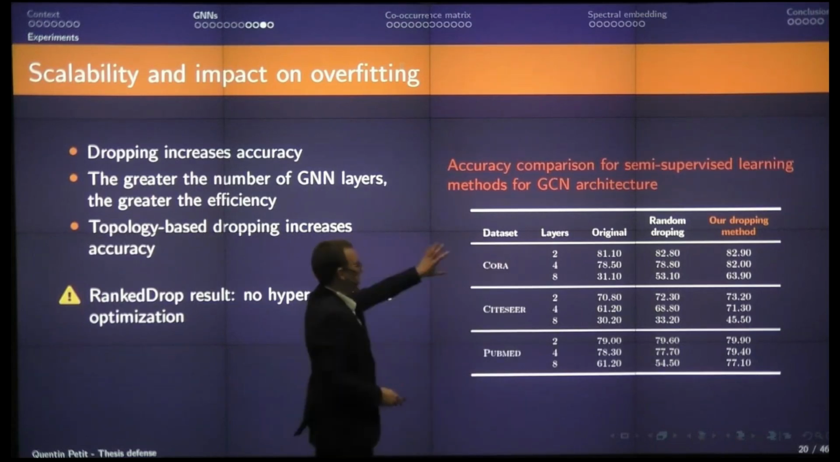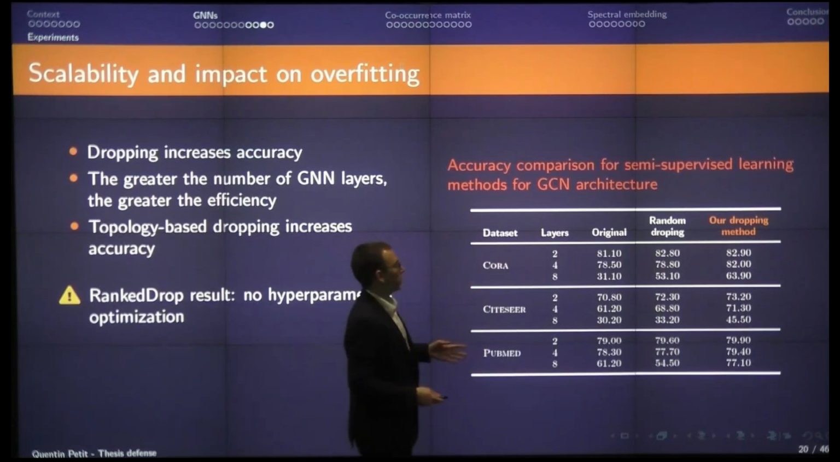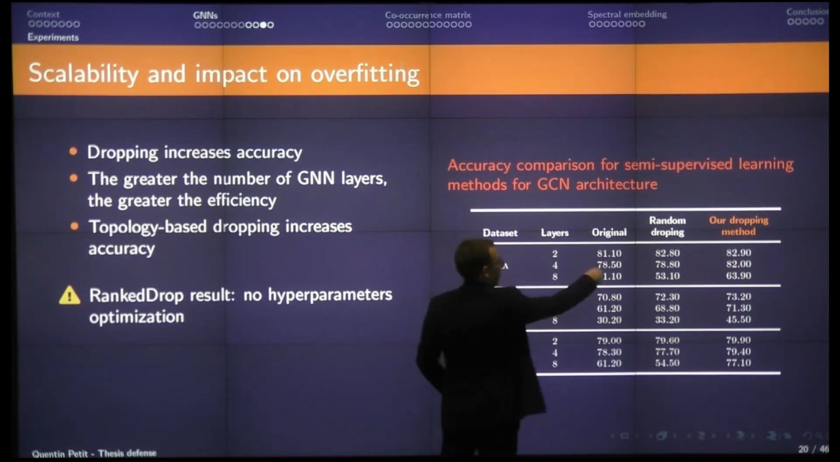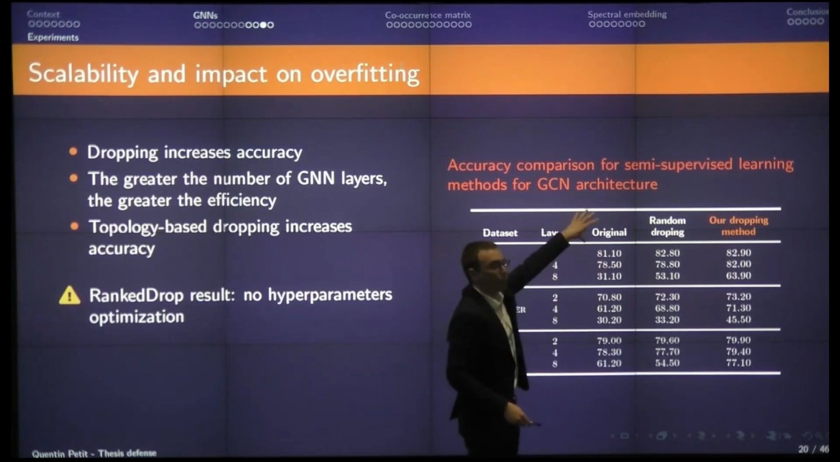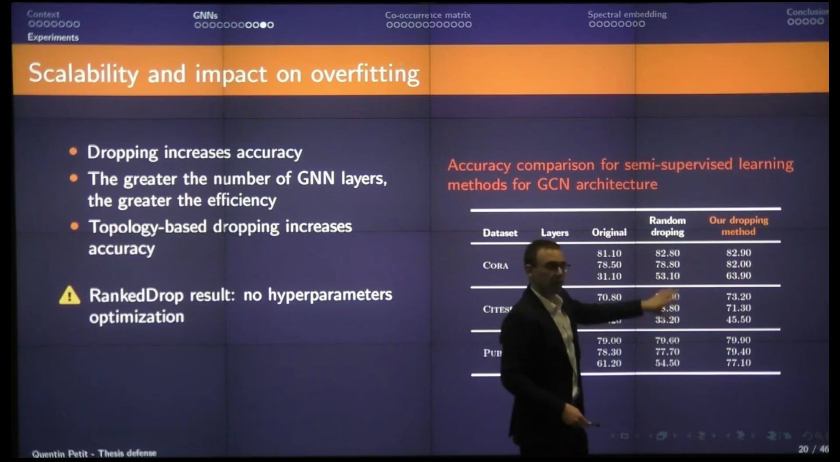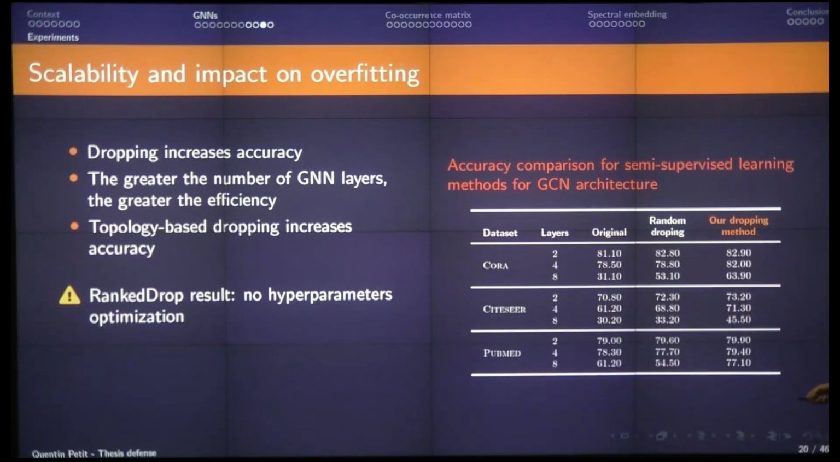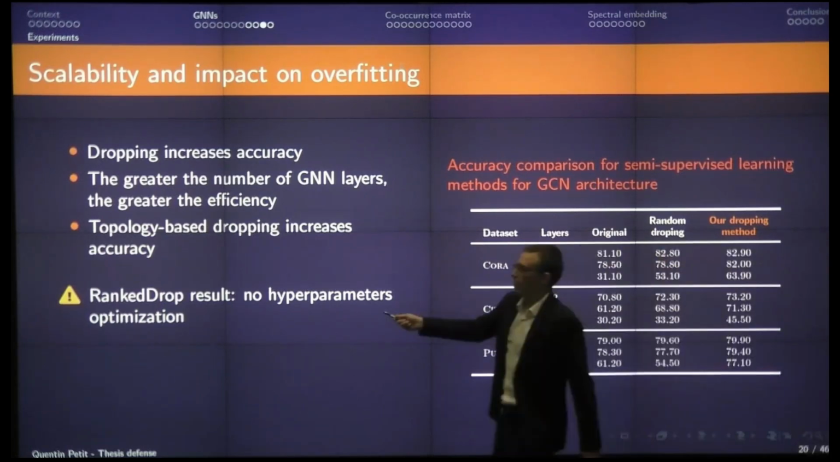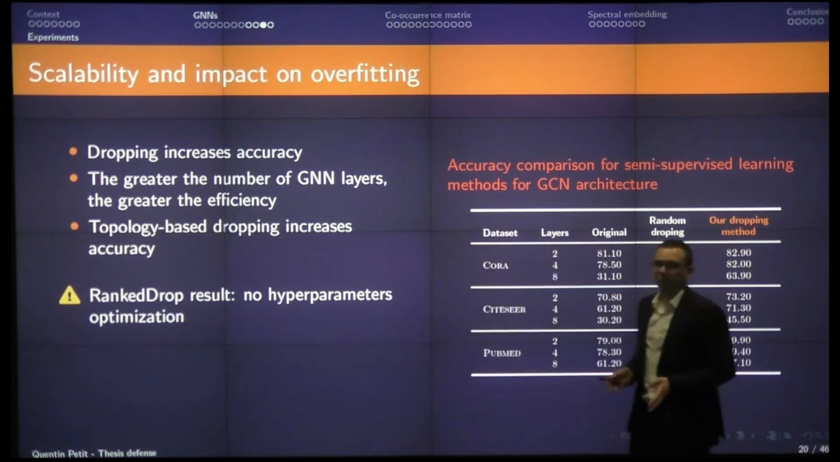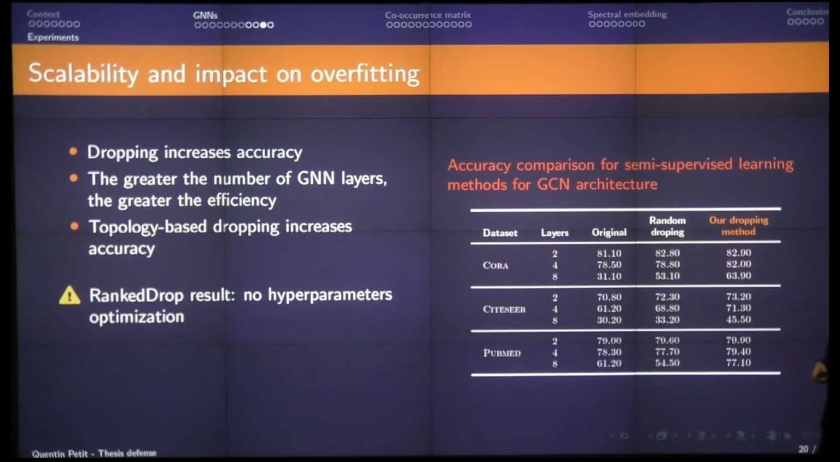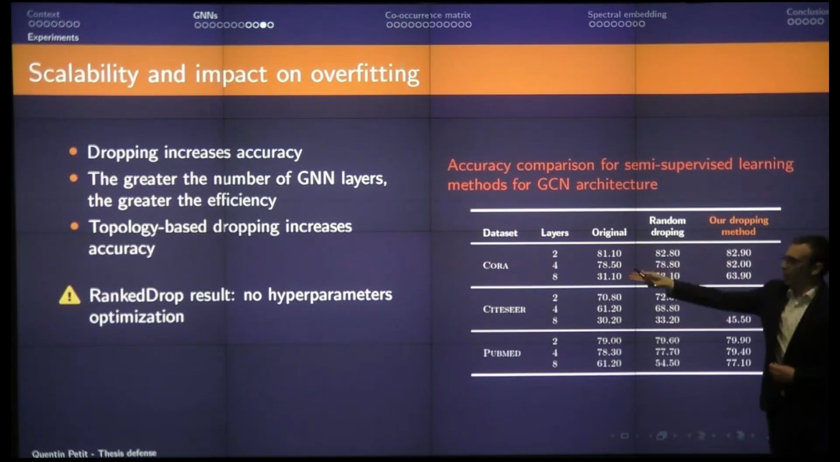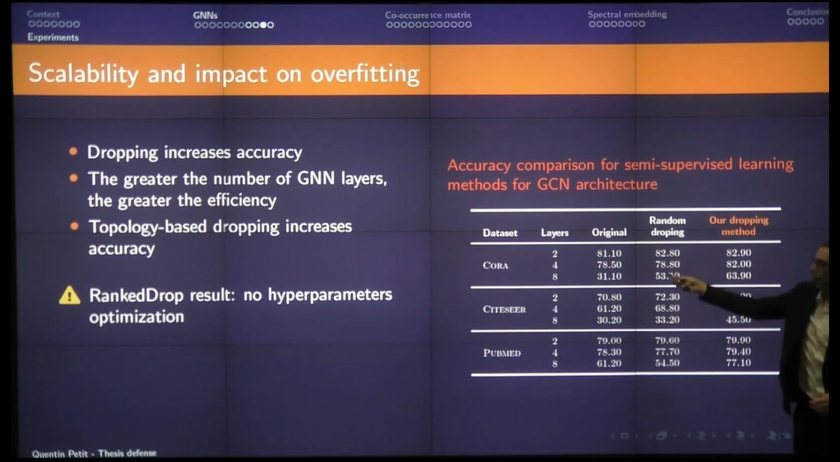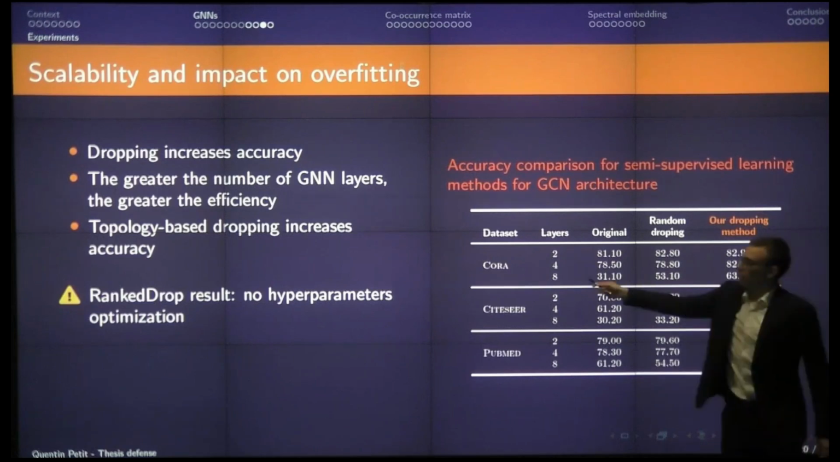So for each dataset here, we apply GCN with different sizes, with different numbers of layers, and we compare the different accuracies that we can have without any dropping, with totally random dropping, and with our proposed method for dropping. So we can see that globally, I need to specify that we don't do any hyperparameter tuning. We use the same hyperparameters as the ones defined in the random dropping paper. So for each dataset, for each method, we see that dropping helps to have a better accuracy than without any dropping. And it's very important when the number of layers becomes important here.